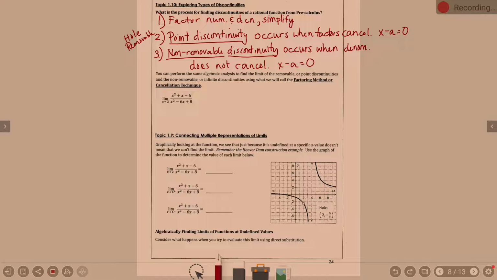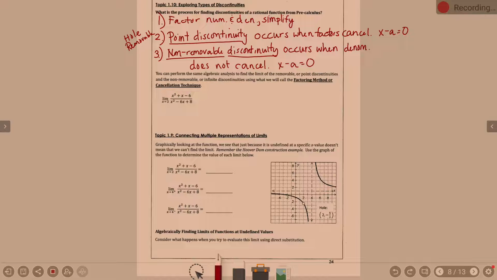There she mentions it, right? That's in the very next thing. You can perform the same algebraic analysis to find the limit of the removable or point discontinuities and the non-removable or infinite discontinuities using what we call the factoring method or cancellation technique.